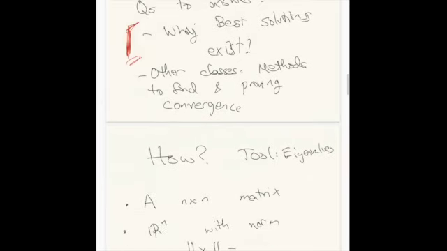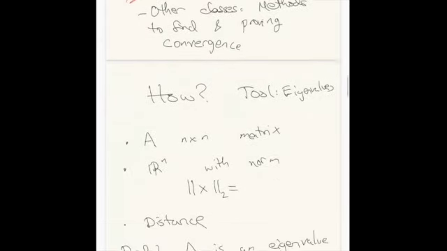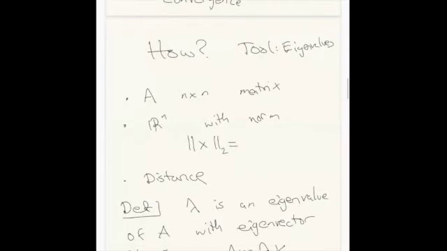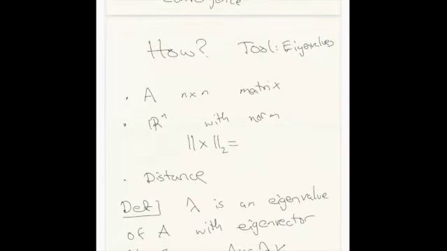And the tool to find these models, as discussed, is eigenvalues. So now we'll do a bit of a review of linear algebra. This is a transition away from this motivation picture. Now, a bit of linear algebra.